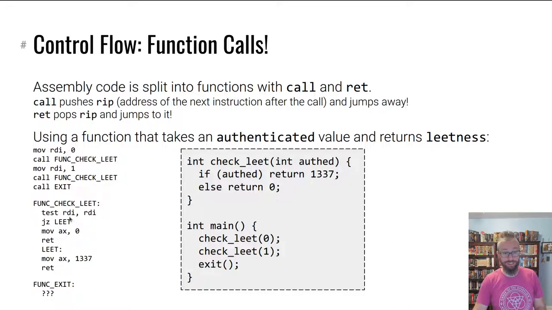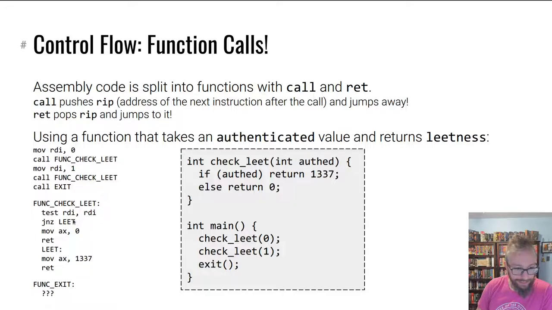Here's our function checklead. It tests if the first argument is zero. If it is, oops, that's buggy. Let me fix that. This should be non-zero. One sec. All right, now it's correct. So this is our function checklead right here.